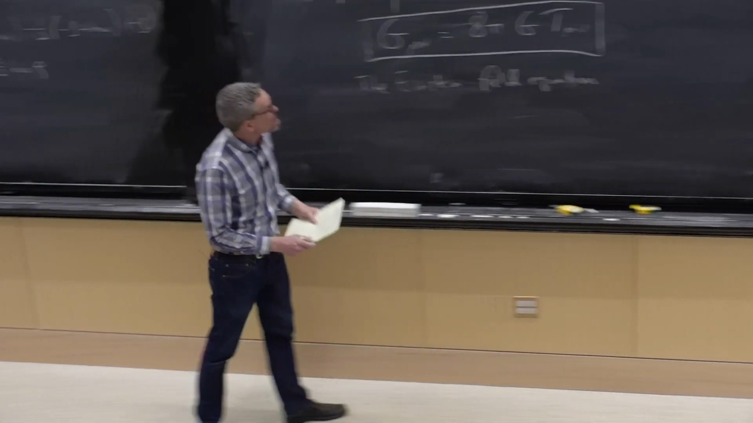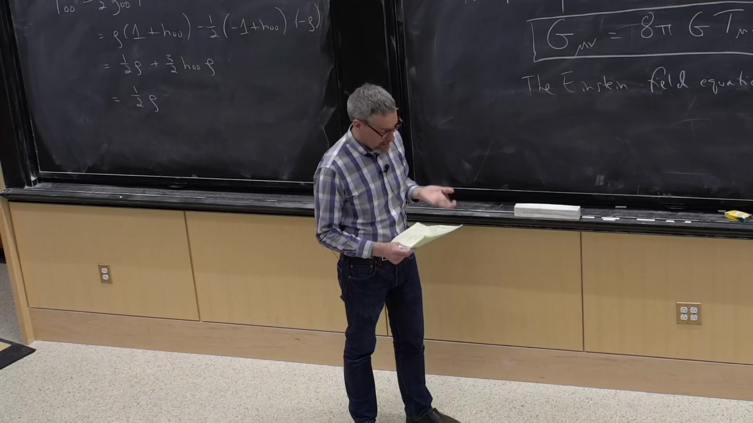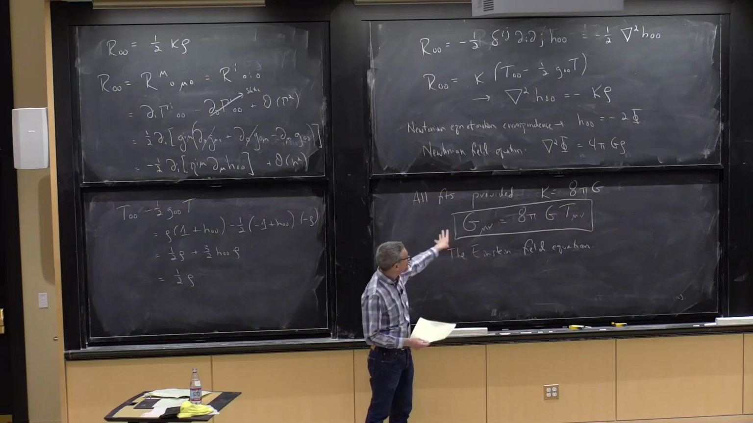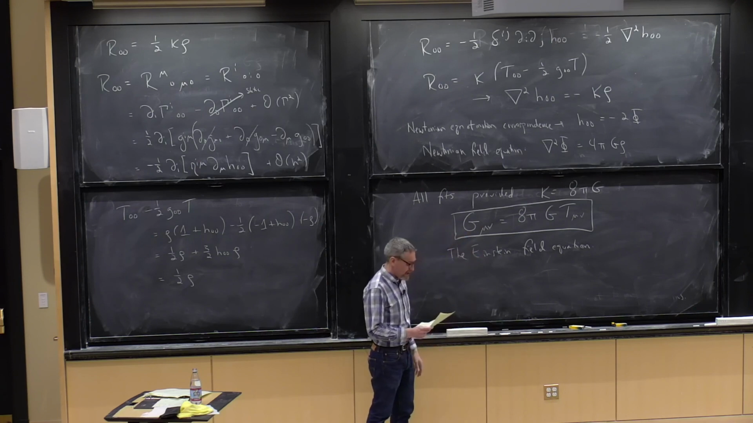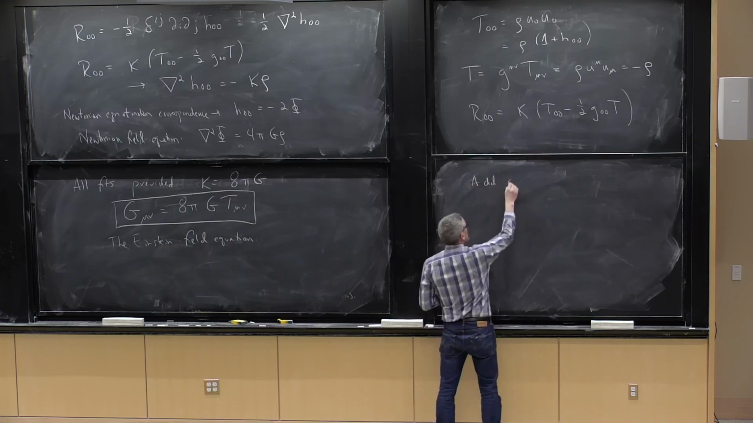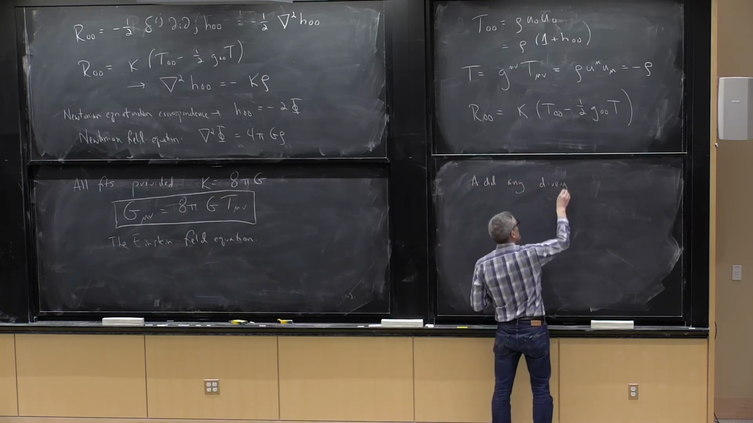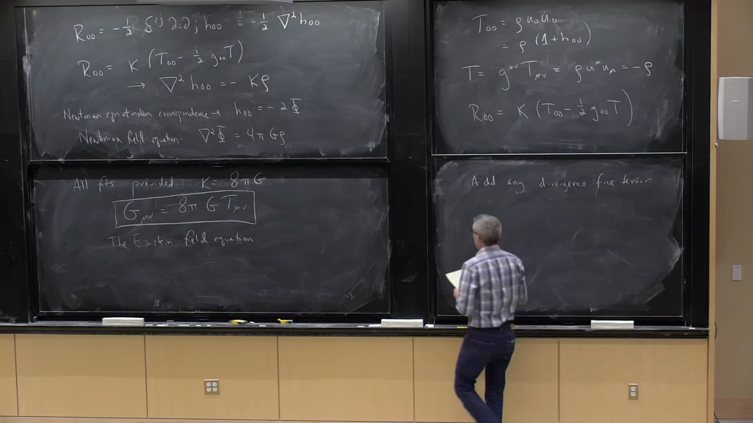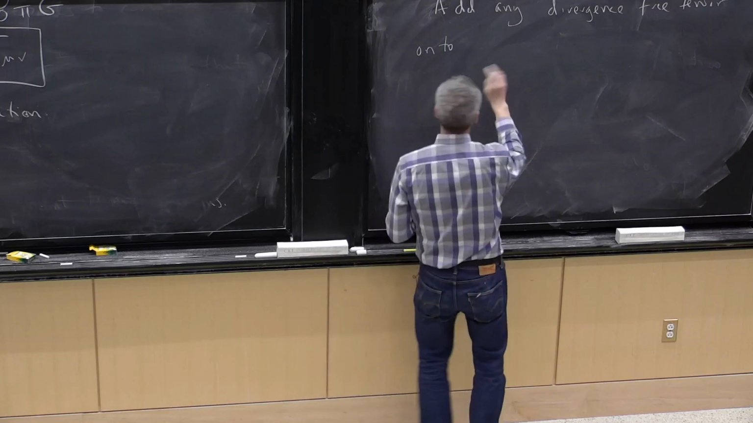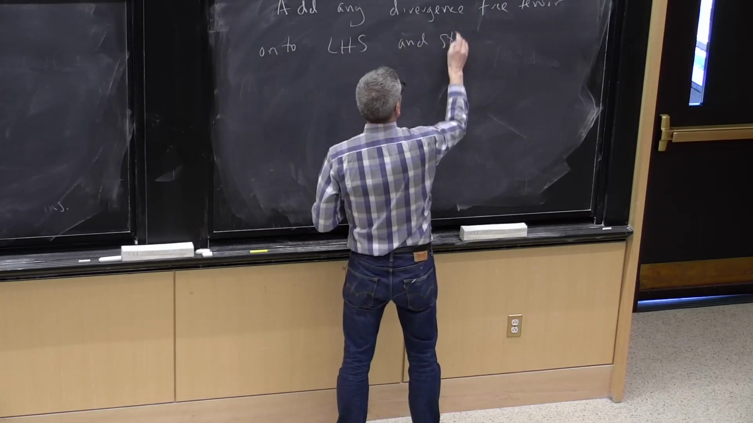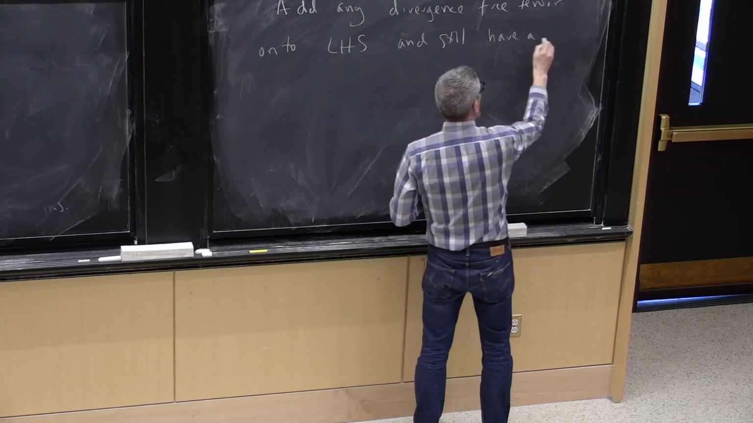Having said that, though, it did strike me that this is a somewhat ad hoc kind of a derivation. When you look at this, you might think, well, might there not be other things I could put on either the left-hand side or the right-hand side that would still respect the Newtonian limit? And indeed, we can add any divergence-free tensor onto, depending on how you count it, either the left-hand side or the right-hand side. Let's say the left-hand side. And we would still have a good field equation.